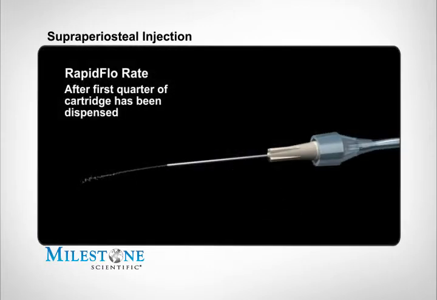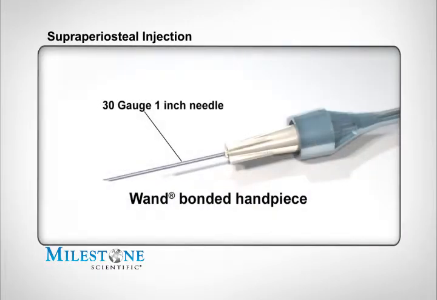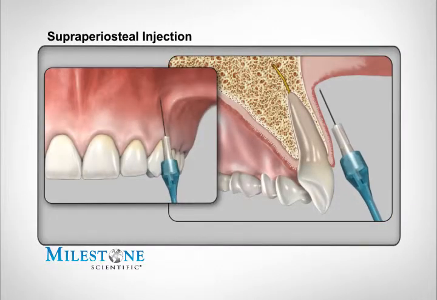It's important to remember that rapid flow is used during supraperiosteal buccal infiltration injections or mandibular blocks only after the first quarter cartridge has been dispensed and the patient has acknowledged that they have soft tissue anesthesia of the area being injected. To administer a supraperiosteal infiltration injection, we recommend the use of a 30-gauge 1-inch needle. Topical anesthetic may be used if you or your patient desire.